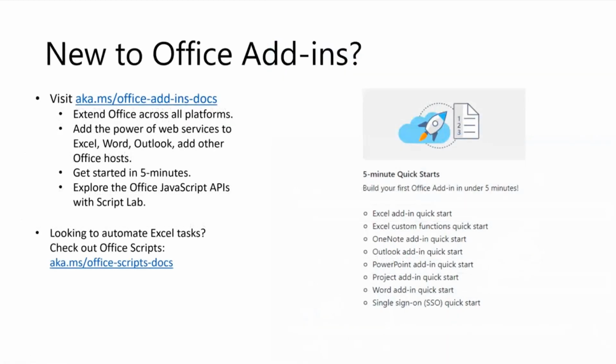If you are new to Office add-ins, please check out our quick starts. You can get an add-in up and running in 5 minutes for Excel, Outlook, etc. Go to aka.ms/office-add-ins-docs to find those, and to learn more about Script Lab. We have that now for Outlook, as we saw earlier from Courtney, but we also have Script Lab for Excel, Word, PowerPoint. And if you're into Office Scripts, the feature Danny was showcasing, check out the Office scripting documentation at aka.ms/office-scripts-docs. You can automate your Excel tasks there, and we'll be having the Power Automate connector documentation coming within the next couple weeks.